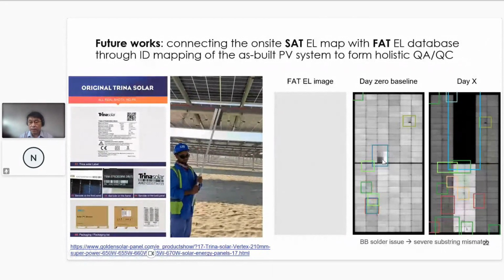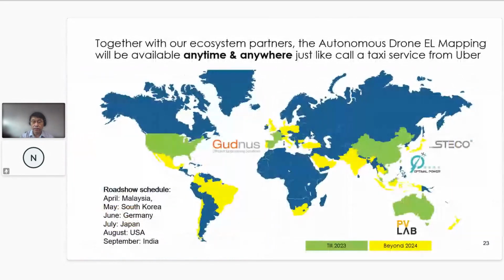We don't know whether this soldering issue is coming from the factory. If we have the ID mapping, next we can understand completely. So this is the technique for the next phase to form a holistic quality control package.